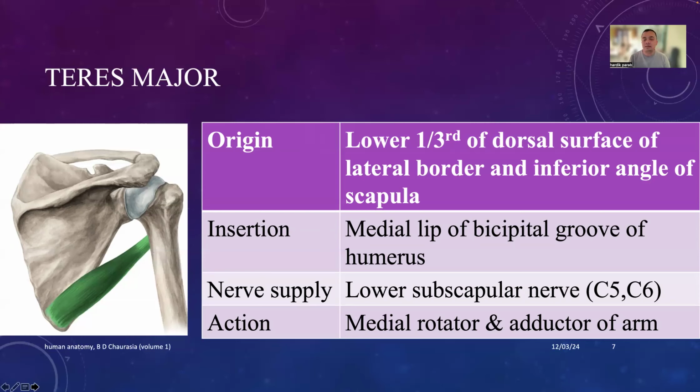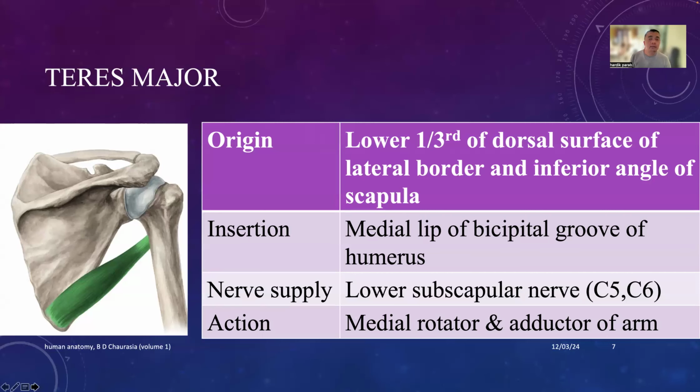Now supply, it's supplied by lower subscapular nerve, C5 C6 उसका nerve root है. Action है medial rotation of the arm and adduction of the arm. So we saw that supraspinatus helps you for abduction, infraspinatus and teres minor are working for lateral rotation and stabilizing the scapula, while subscapularis and teres major are helping for the medial rotation of the arm and adduction of the arm.